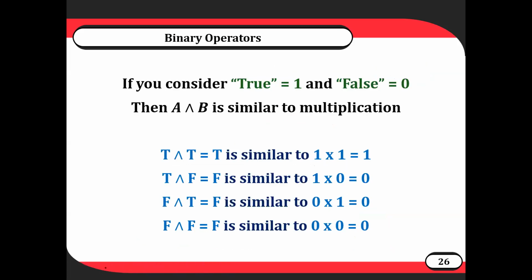Okay, and so a way to maybe keep this in your mind, although I caution you against taking these analogies too far, but to a certain extent they will work. You can say that A and B is similar to multiplication. If we take true equal to 1 and false equal to 0, then we can see true and true is equal to true is similar in a sense to 1 times 1 equals 1. And then if we have a false and a true, or a true and a false, then we have 1 times 0 or 0 times 1, and those are equal to 0, the same as a math operation. And false and false equals false is similar to 0 times 0 equals 0. So again, I would caution you against taking this analogy too far, but to a certain extent, it can help you remember how this logical AND operation works.